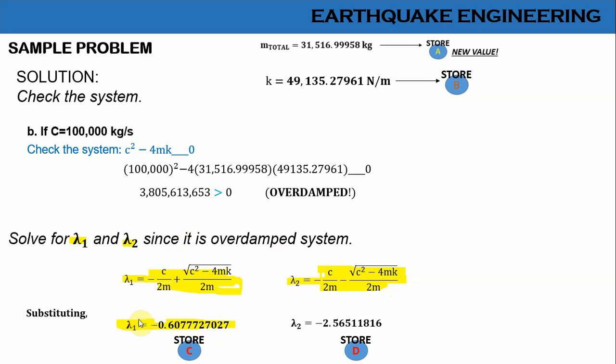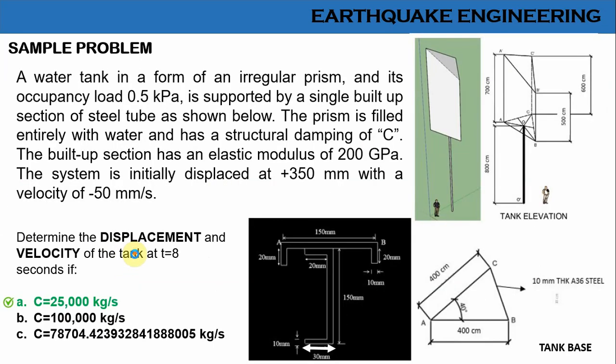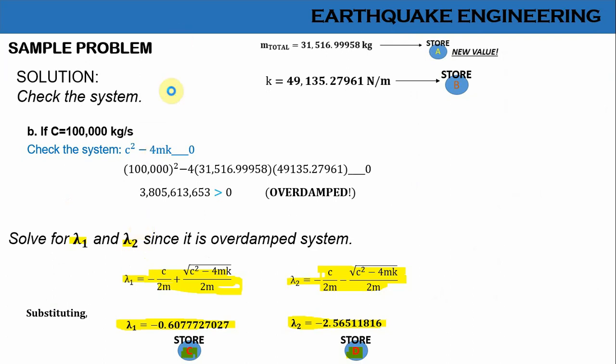Okay, negative 0.6772727 for lambda 1 and negative 2.5651 for lambda 2. So, these are the values. Store them in C for lambda 1 and in D for lambda 2. Don't worry if, for example, from the previous problem, those values are gone. You can reuse it. Right? You used it in your case 1 solving, which is where you got the displacement and velocity. All of those phases or calculations were in letter B. So, therefore, you can overwrite the value in C with the new value.